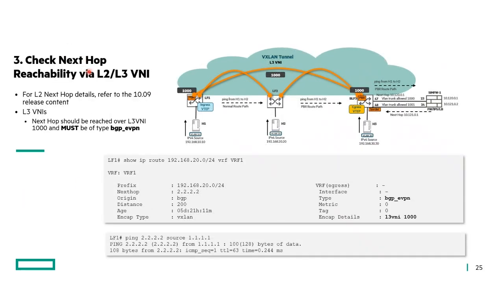And you also want to check the next hop reachability via the L2 or L3 VNI. In this case, I'm just showing that we can actually reach the destination, because that's where the traffic is eventually going to flow to. So I'm just pinging the next hop router ID from leaf 1 to make sure that I can actually get to that destination. And as I mentioned earlier, the route type also has to be of BGP EVPN route type. You can see it's reached through the L3 VNI 1000 in this case.